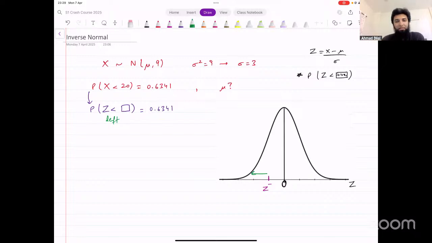Now, is 0.6341, in the context of probability, a large probability or a small probability? Remember, total probability is 1. Out of 1, this is more than 50%, right? More than 0.5. In a normal distribution curve, we know that the left side is 0.5 and the right side is 0.5. You think of this number as either being smaller than 0.5 or bigger than 0.5. This is bigger than 0.5.